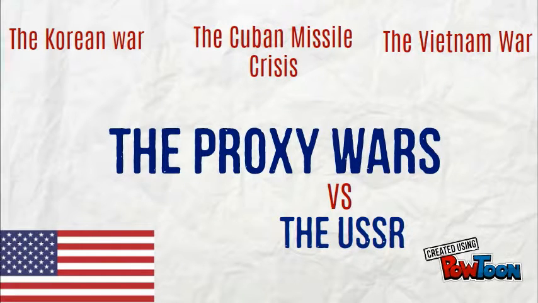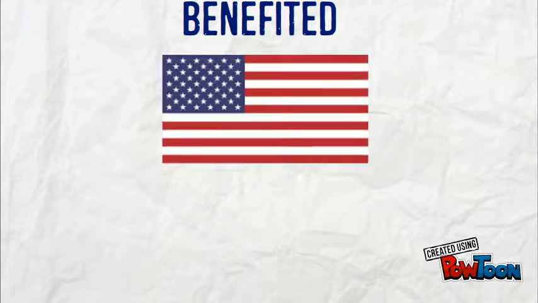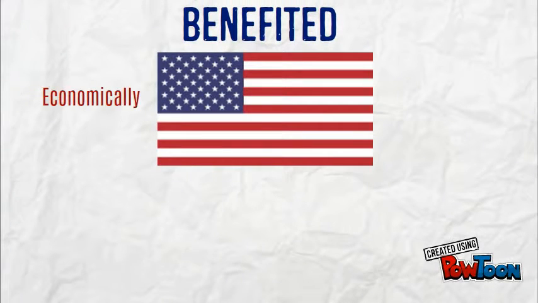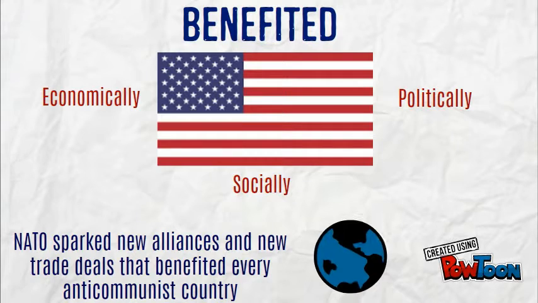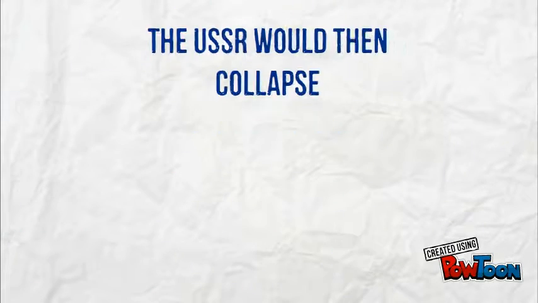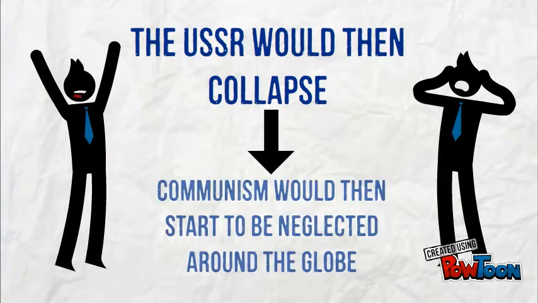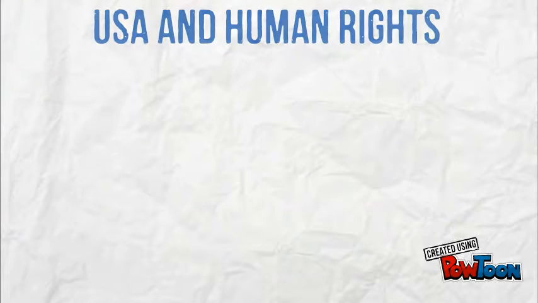Both crossed paths as they each tried to spread throughout the world, one communism and one capitalism, but eventually they met and the confrontation began. The USA greatly benefited economically, socially, and politically. New alliances and trade deals enabled it to spread its influence to Europe and the rest of the world. This eventually made the Soviet Union collapse, and communism was neglected as its greatest supporter had failed.